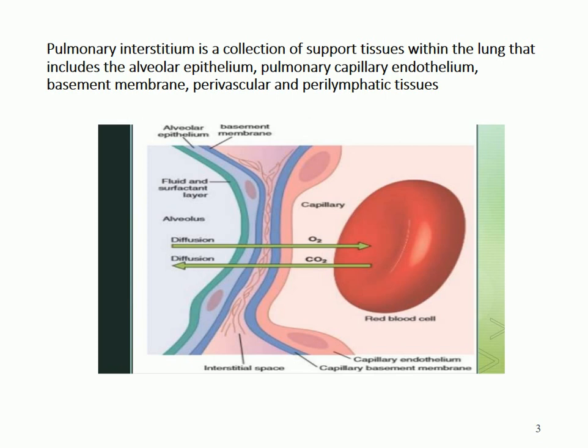When we say pulmonary interstitium, that's the collection of support tissue within the lungs, and these include the alveolar epithelium and pulmonary capillary endothelium, basement membrane, perivascular, as well as perilymphatic tissues. As you see, this one is the alveolar epithelium, this is a basement membrane, this is an interstitial space, and this one is the capillary basement membrane, meaning the basement membrane of the blood vessels, and this is a capillary endothelium. Therefore the thickness from here up to here is what we call the interstitial part of the lungs.